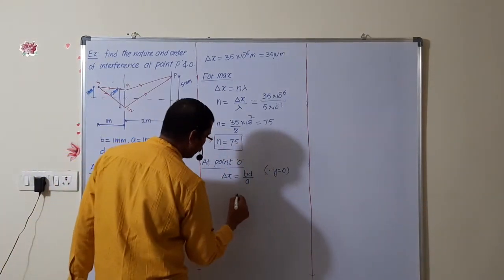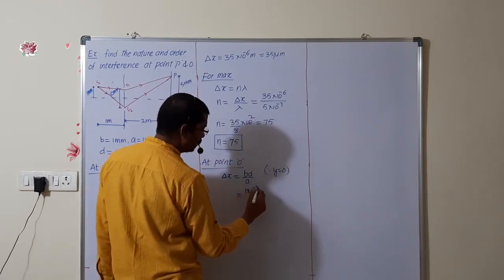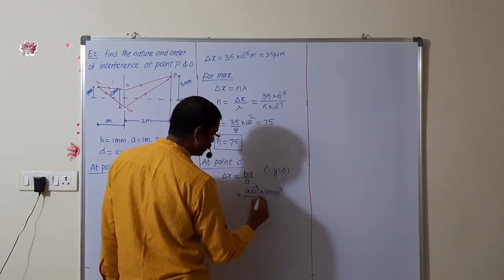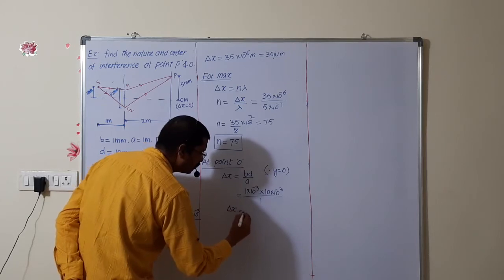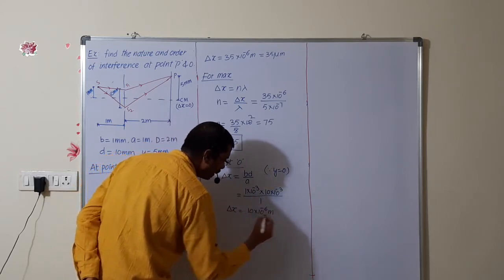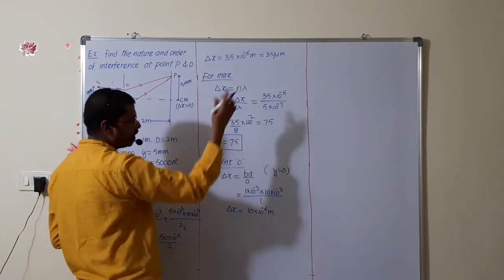Now if you substitute the b value, 1 into 10 to the power of minus 3, and the d value, 10 into 10 to the power of minus 3, upon 1. Then path difference delta x is equal to 10 into 10 to the power of minus 6 meter. Path difference we got it. After that, what do we have to find out? Nature we have to find out.